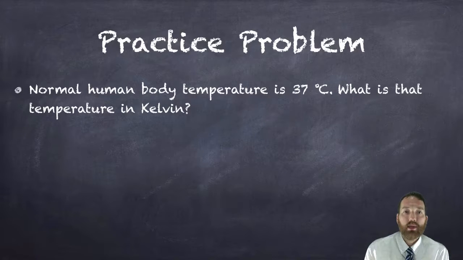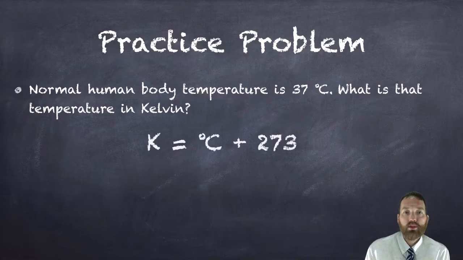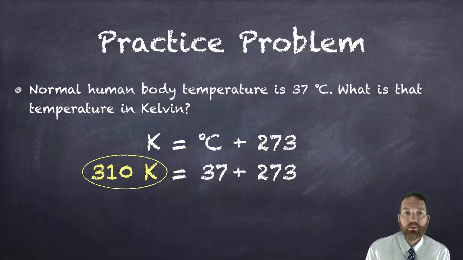So let's do a practice problem. Normal human body temperature is 37 degrees Celsius. What is the temperature in Kelvin? So to do this, all we need to do is plug our values into our formula. So Kelvin equals 37 plus 273, which will bring us up to 310 Kelvin.